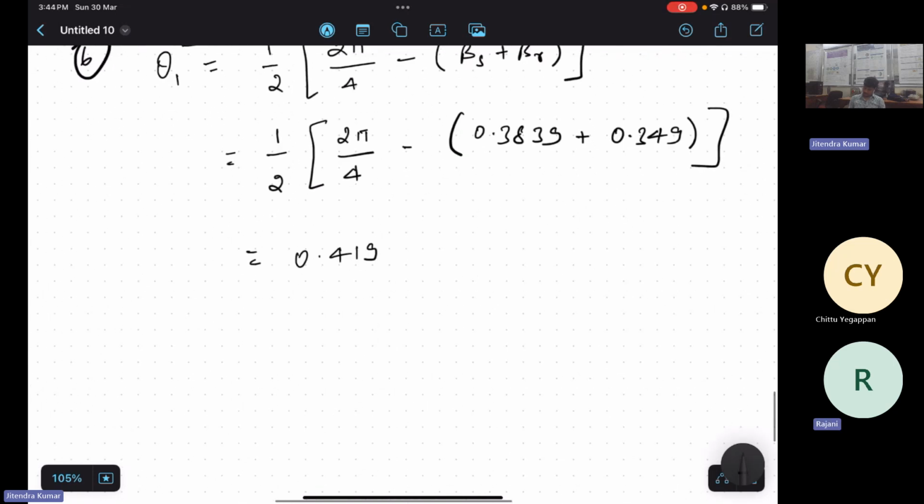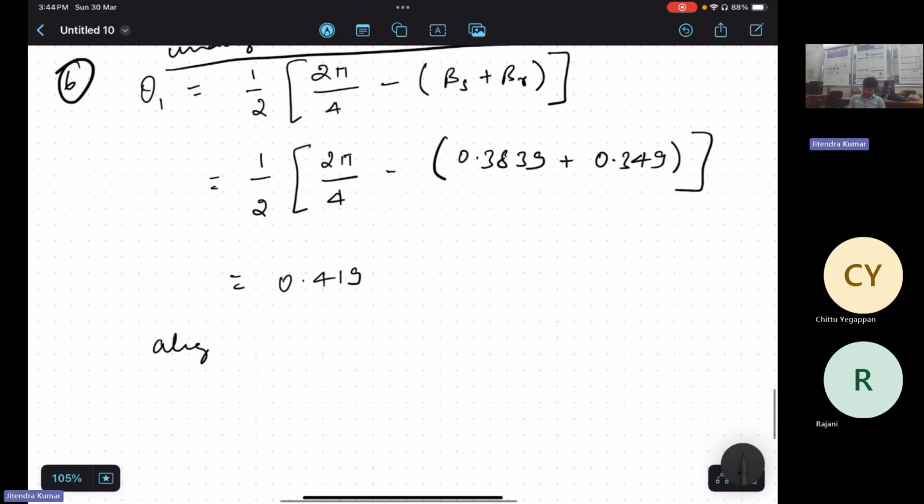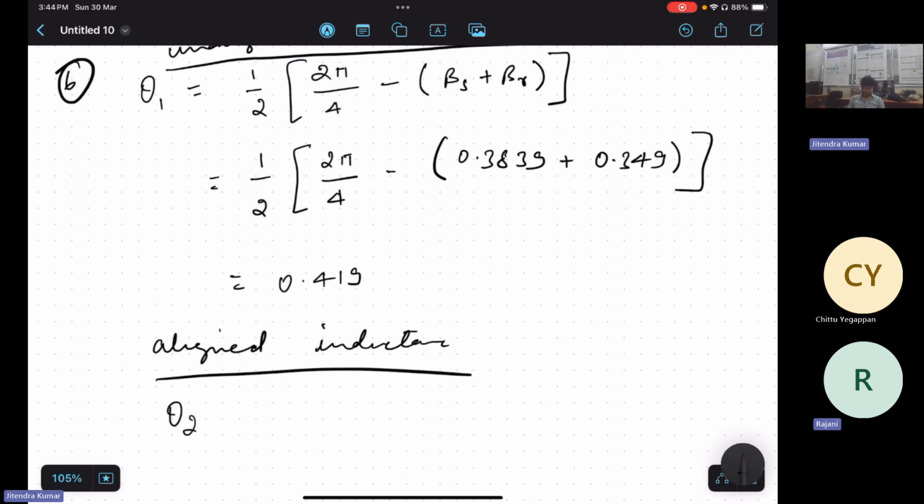Aligned position now. Now aligned inductance. So what should be the expression of aligned inductance? Unaligned inductance plus, it is before the 30 degrees. So the rotor is 30 degrees before aligned condition. That angle also. Exactly. So 0.419 plus, am I right? 0.5235, sir.